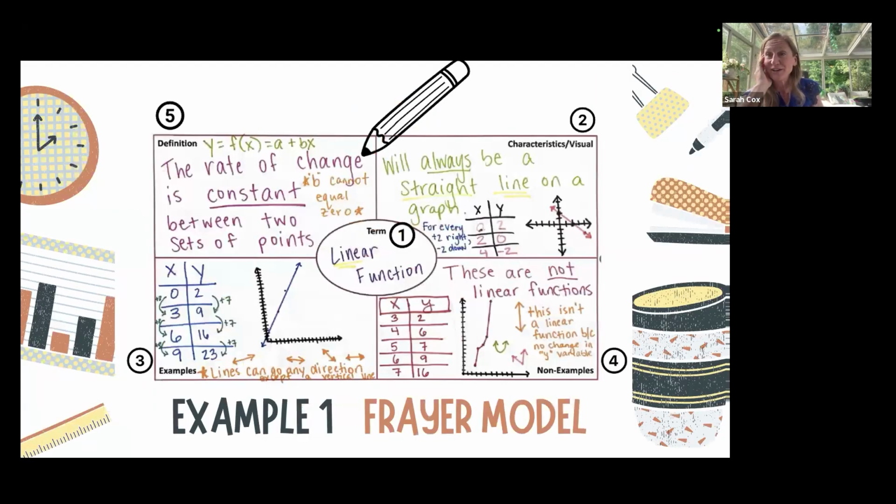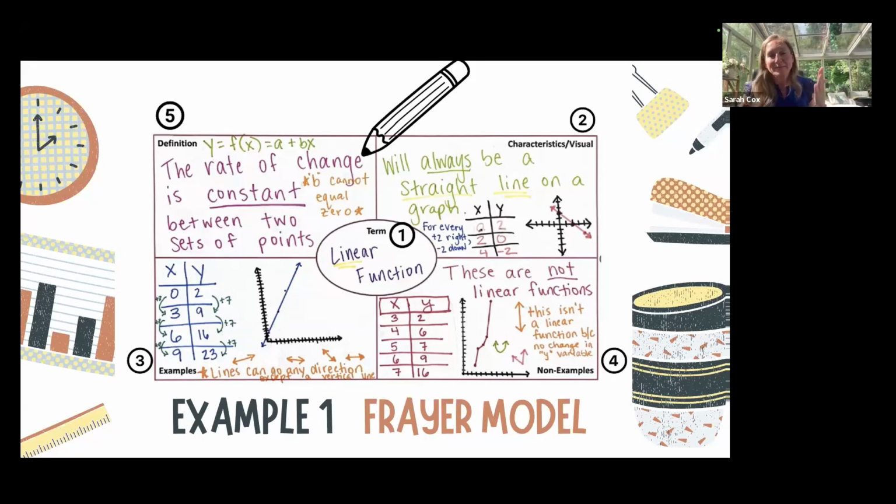All right, so the first example is a Frayer model. Frayer models traditionally for mathematics have been used to support vocabulary development primarily. The idea behind a Frayer model is that you have a term, that term goes in the middle of our box, and then there are four additional components that we are teaching students.